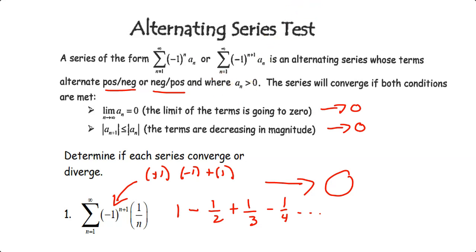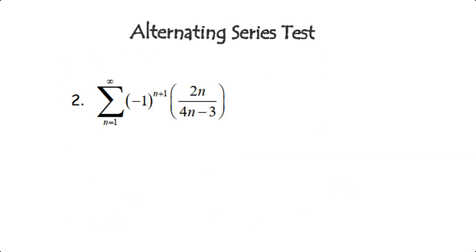Our next example will be based on negative 1 to the n plus 1 times 2n over 4n minus 3.